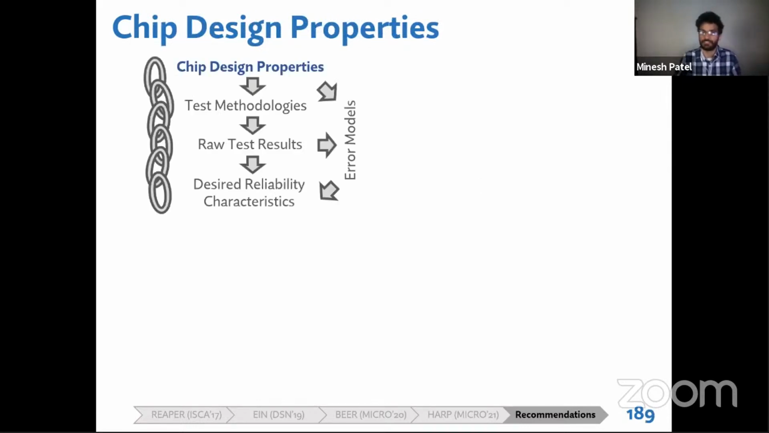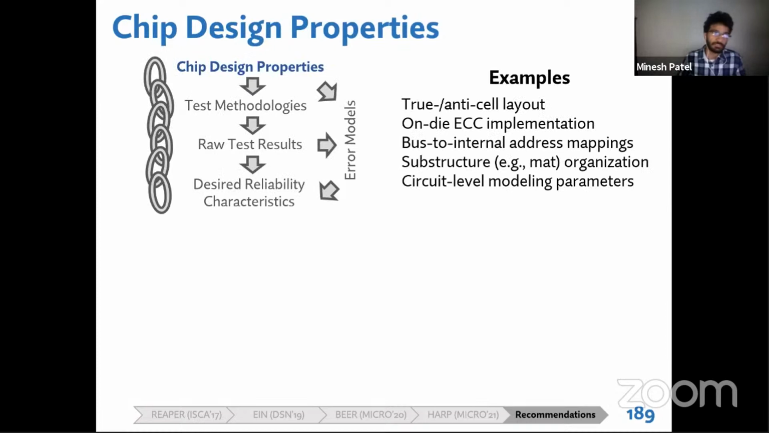So we start by looking at the root of the chain of assumptions, which is chip design properties. Examples of this information include things like the true and anti-cell layout, which we previously saw is very integral to data retention errors. The on-die ECC implementation, which we've been working on throughout this talk. The bus to internal address mapping, which is very important for rowhammer defense. Substructure organization, which is useful for some access latency reductions. And circuit level modeling parameters, which are generally useful for just understanding errors and potentially developing mechanisms based on these models.